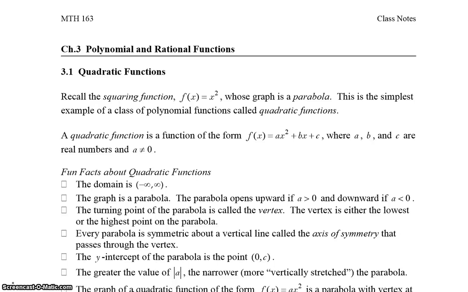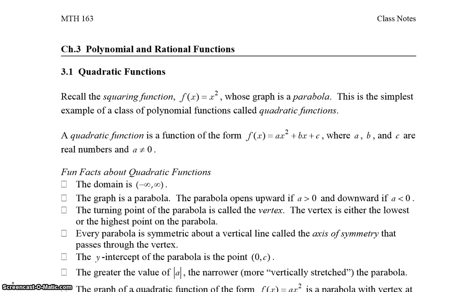So recall the squaring function f of x equals x squared, whose graph is a parabola. This is one of the basic functions that you needed to know about in Chapter 2, especially for the purposes of graphing transformations. This is the simplest example of a class of polynomial functions called quadratic functions. So the squaring function is the simplest quadratic function.